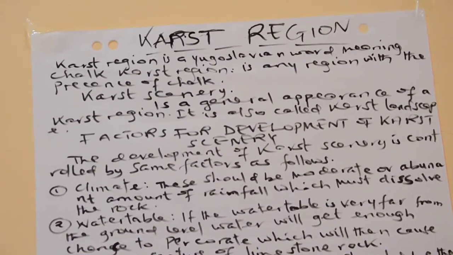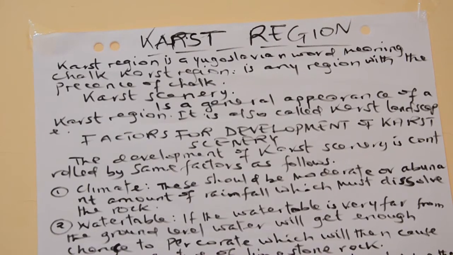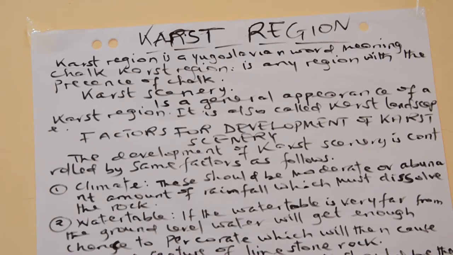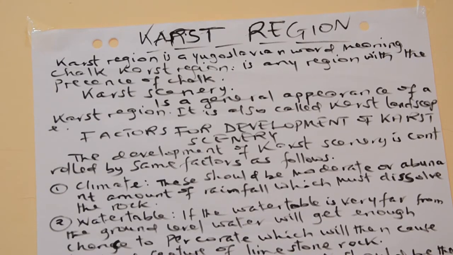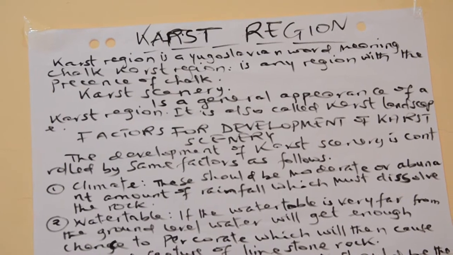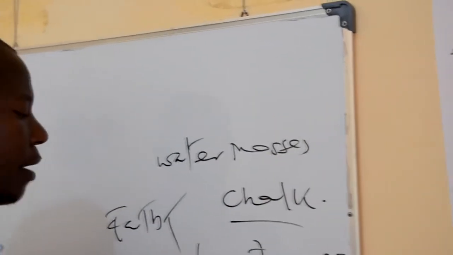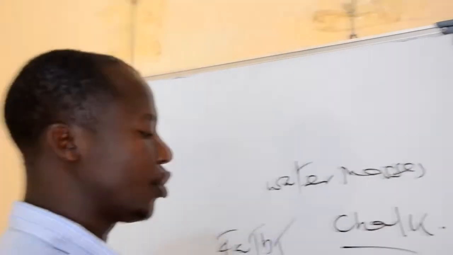This charcoal is likened to the limestone rock. What is the meaning of limestone rock? Limestone rock is the rock which reacts with rainwater and changes its appearance to a charcoal-like shape.